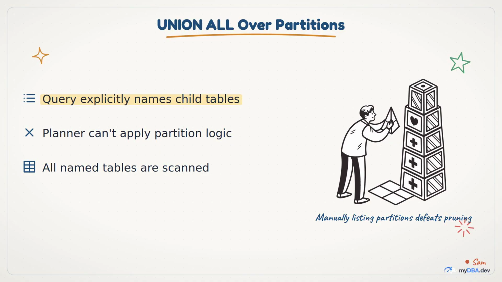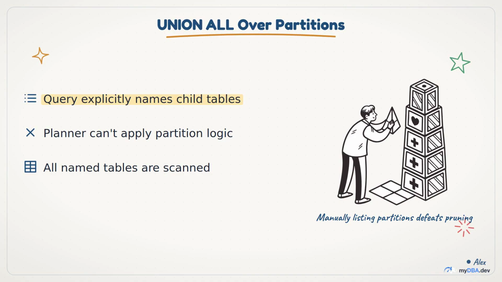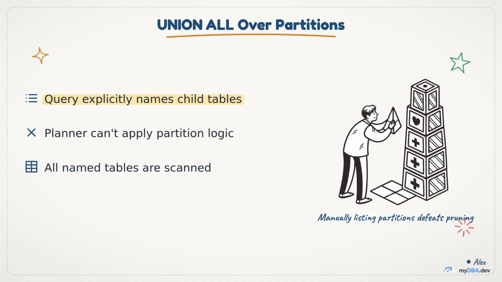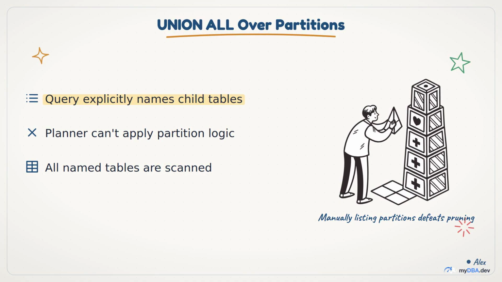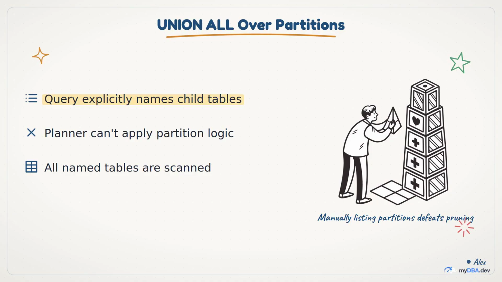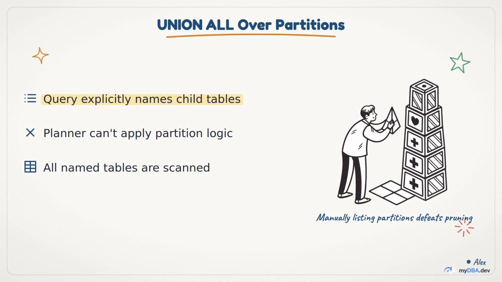So you should always query the parent table? Yes. Query the parent and let the planner handle pruning. The only exception is if you're doing partition-specific maintenance, like vacuum or analyze on a single child, but for application queries, always use the parent table name.